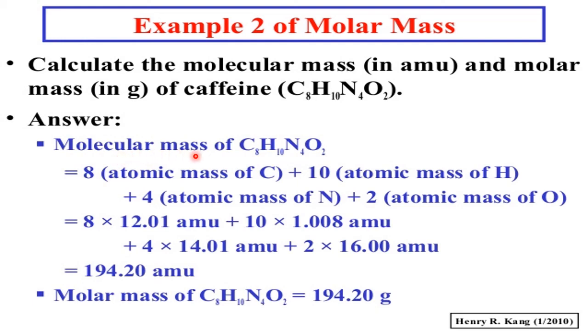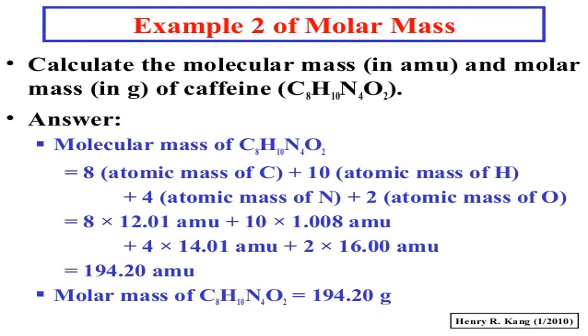So the molecular mass of caffeine is equal to 8 into the atomic mass of carbon, 10 into the atomic mass of hydrogen, 4 into the atomic mass of nitrogen, 2 into the atomic mass of oxygen. Accordingly, please take the data from the table and multiply and add all those atomic masses. The ultimate answer is what? Finally, you'll get 194.20. So what is the molecular mass of caffeine? It is 194.20 AMU. If you want to express it in gram, it is called 194.20 gram, and that is known as the molar mass of caffeine.